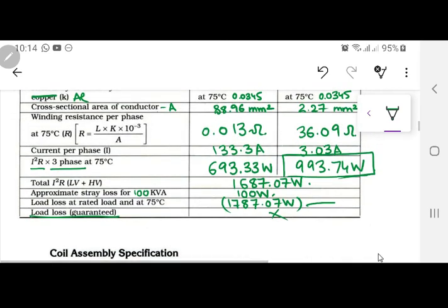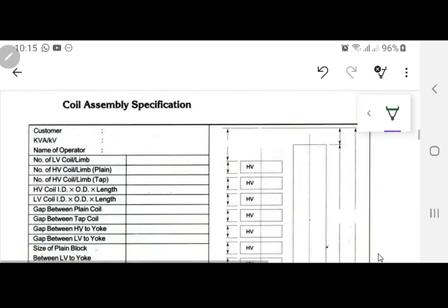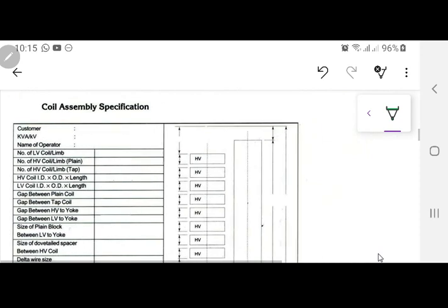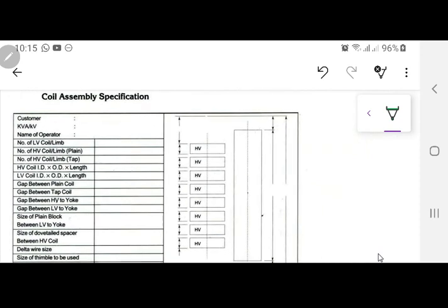Okay, so when you have designed this transformer and you have got the whole data, the next thing very important, this is actually the coil assembly specification. This is just a table that you have to complete with all your data, whatever you have done. As you can see, this is the customer name, the kVA rating, name of the operator and all that table stuff. So how many low voltage coils are there, how many high voltage coils are there, which are plain, which are tap coils over there. What is the high voltage coil internal diameter multiplied by the outer diameter multiplied by length over here. Same is for the low voltage coil, then the gap between the plain coils.